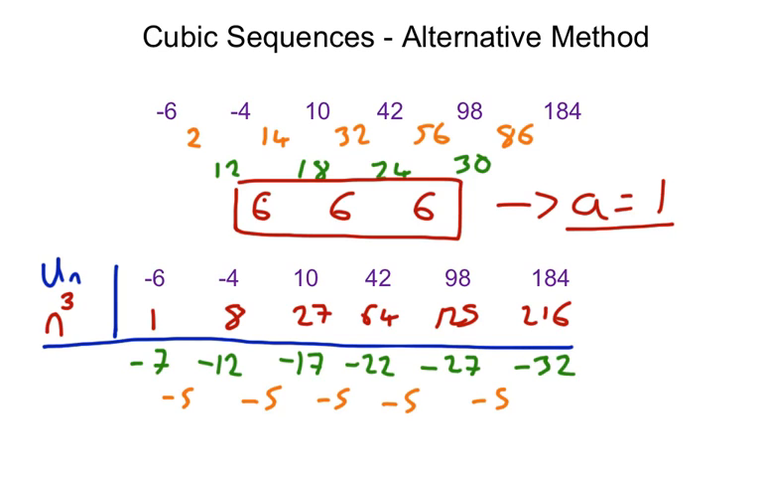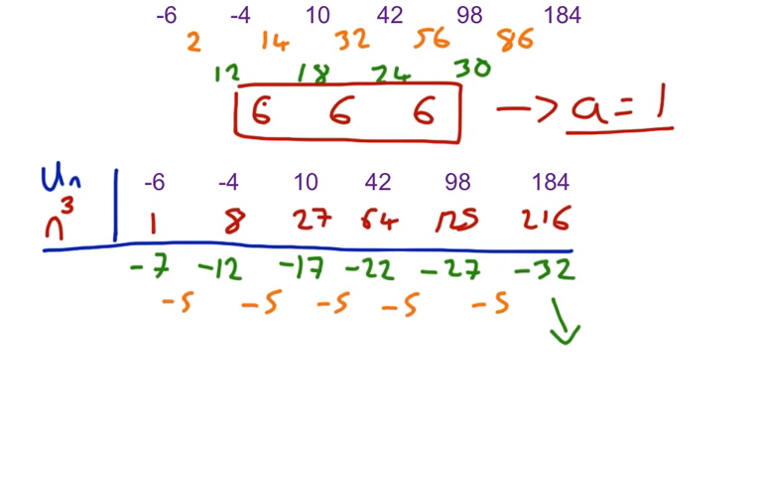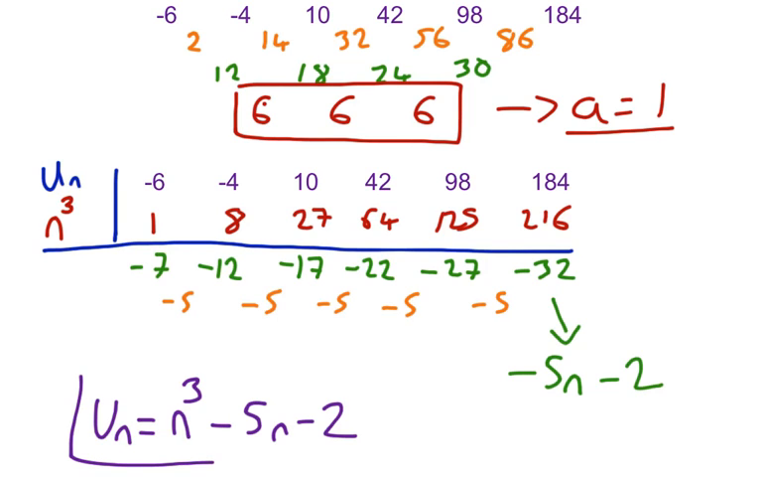So what that means is that this sequence has general term -5n because it's linear, and then to get from the -5 to the -7, the first term, it's -2. So putting that all together, we have un is equal to, well, a was 1, so n cubed, and then we had this linear part, -5n minus 2. So the general term is n cubed minus 5n minus 2.